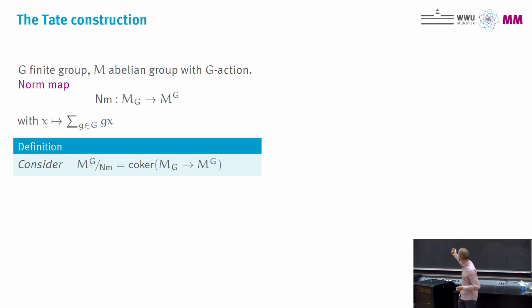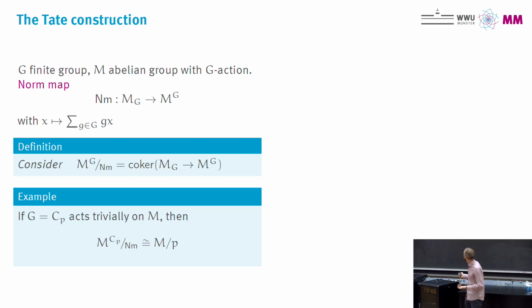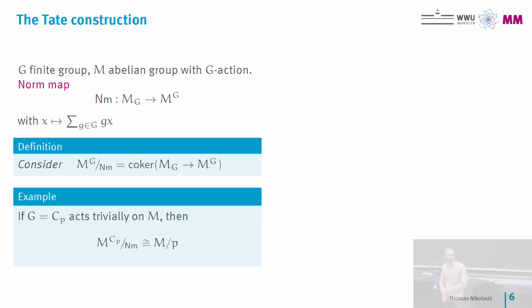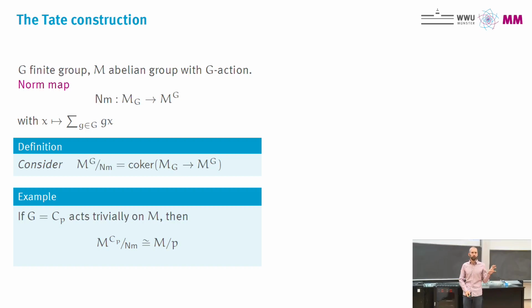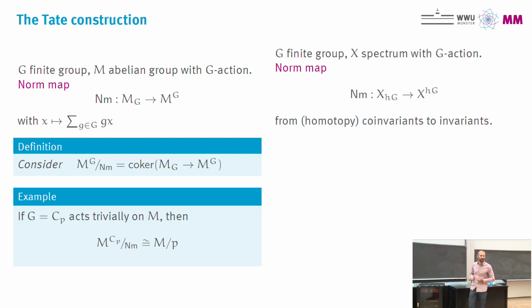So I think of the image of the co-invariants in the invariants as norms, and then I quotient by those. That's the kind of object I want to consider, and why do I want to consider that? So if G is a group C_p with p elements, and I let it act trivially on a group M, what is the Tate construction? Well, the action is trivial, so the invariants agree with M, and the co-invariants also agree with M, but the norm map is given by multiplication with p. So the co-kernel is just the mod p reduction. And this is admittedly a very complicated way of introducing the mod p reduction of an abelian group, but that's the kind of thing we do in higher land.